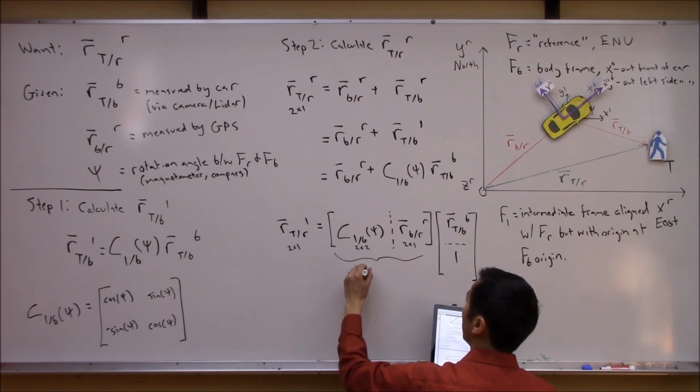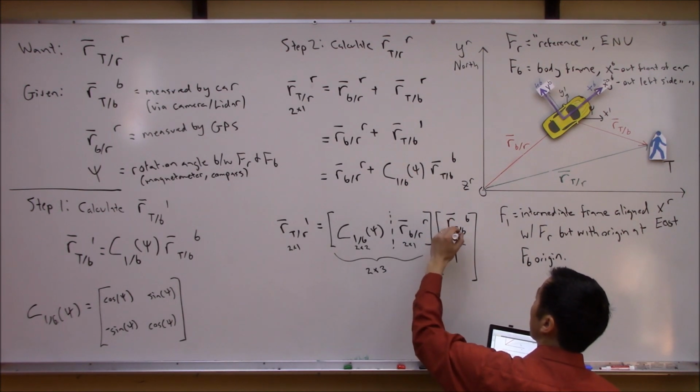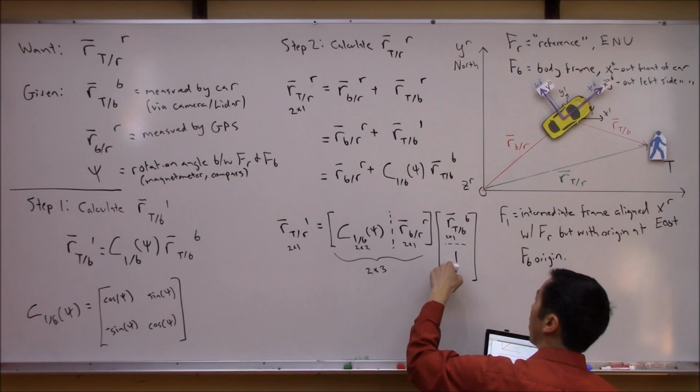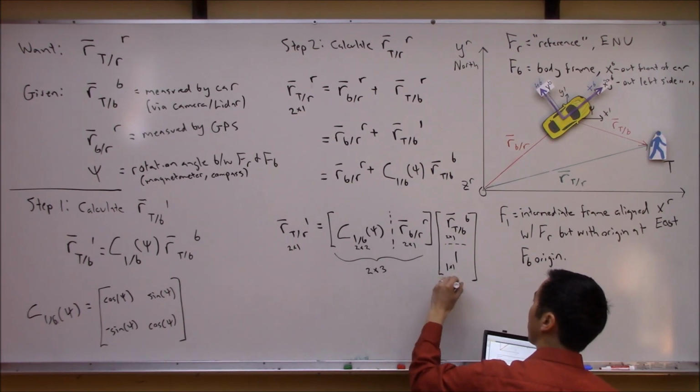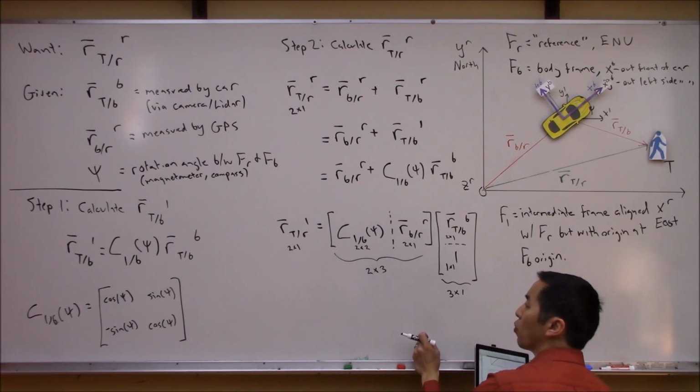It's a 2x3 in this case. Okay, this thing here, what do we got here? This is a 2x2, just this vector, and then you have a 1x1. So this vector right here is a 3x1. So again, dimensions all line up, everything works well.